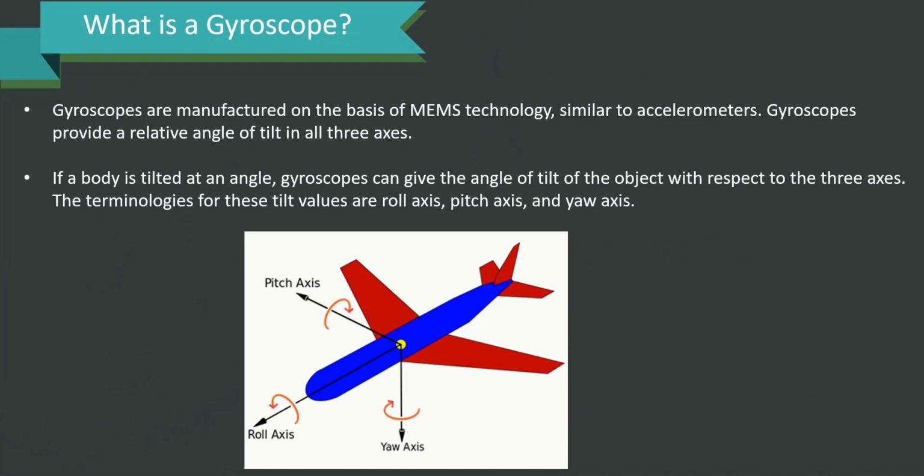to the three axes. The terminologies for these three tilt values are referred to as roll, pitch, and yaw axis respectively. The same is presented in front of you as a pictorial representation for easier understanding.